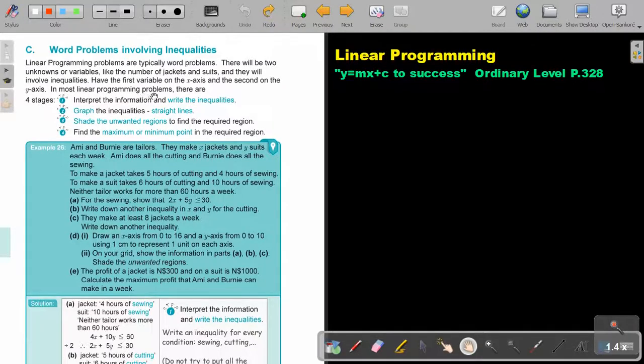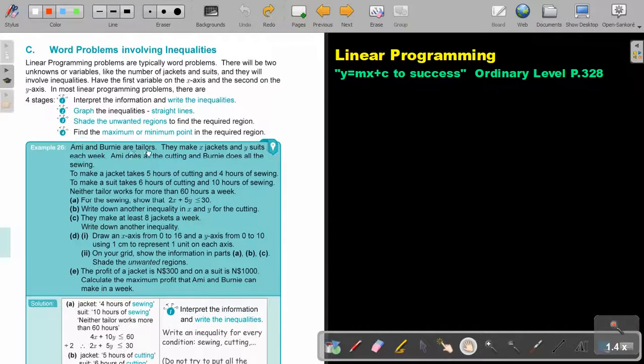In most linear programming problems, there are 4 stages. Step 1, interpret the information and write the inequalities. Step 2, graph the inequalities. It will be straight lines. Step 3, shade the unwanted regions to find the required region. We already did this. And then we already did this also: find the maximum or minimum point in the required region. So actually the only new one is point 1, which is to write the inequalities. But let's look at an example.